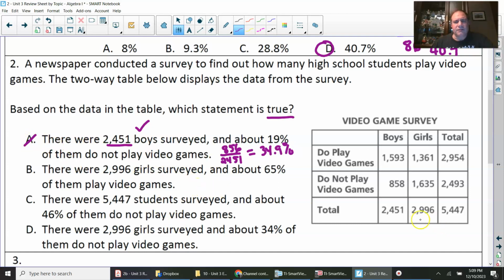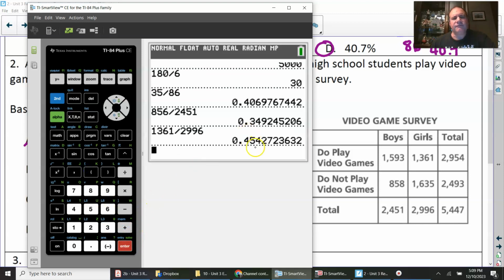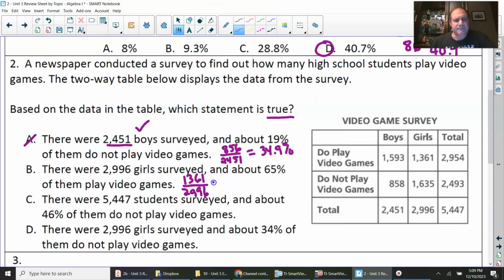All right, so 2,996 for the girls. About 65% of them play video games. So 1,361. Now I am going to put that in the calculator. 1,361 divided by 2,996. Let's see if that comes out to be anywhere close. That's 45.4%, and that is not true. So we're still not there.